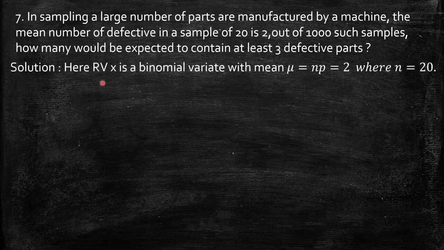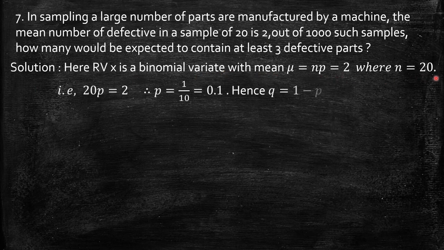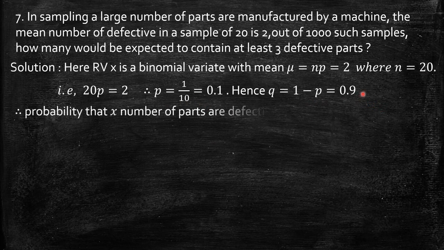So here the random variable x is a binomial variate with mean mu, that is NP, is 2, where N is 20. So that means P is equal to 2 by 20, that is 1 by 10, which is nothing but 0.1. So hence Q is 1 minus P, that is 0.9. So now I have N 20, the probability of success, that is a defective item, is 0.1 and Q is 0.9. Thereby the probability that x number of parts are defective, probability function P of x here is 20Cx 0.1 power x 0.9 power 20 minus x.